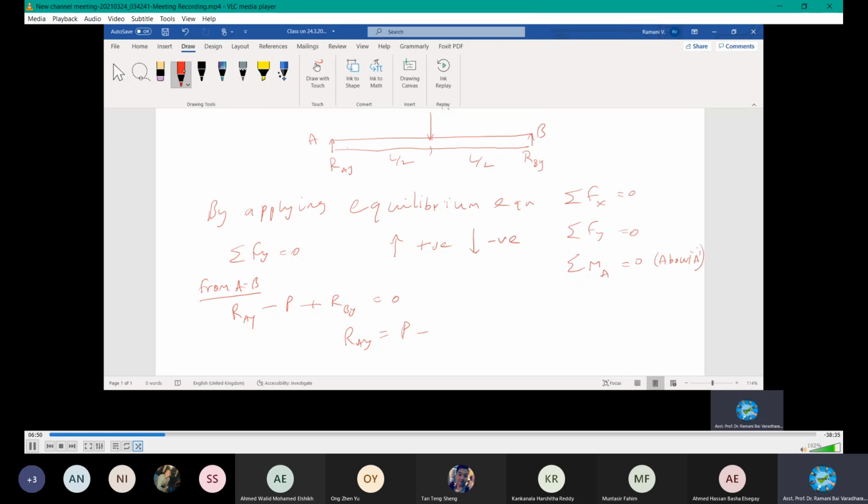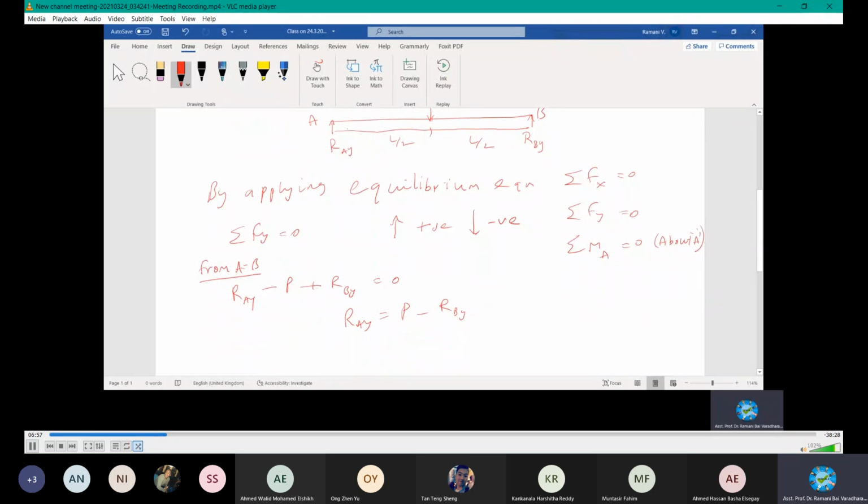Minus, plus or minus, this is minus, it's going to be RBY, right? RBY. Then same, if you solve from here also, you will get the same equation, but in terms of BY. If you want to know RAY, you have to know any one, otherwise you cannot solve for the other. Let's find out what is the value of RBY.